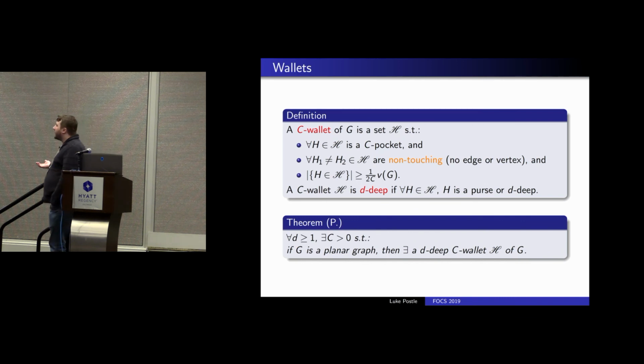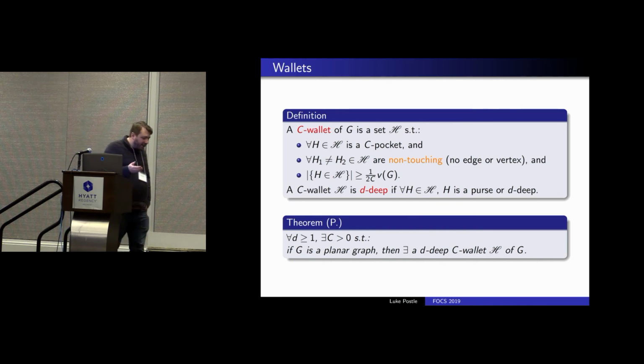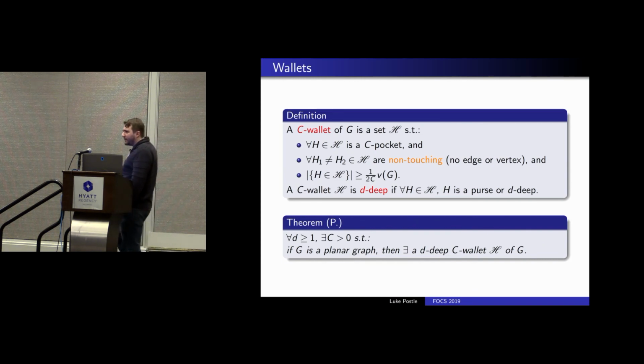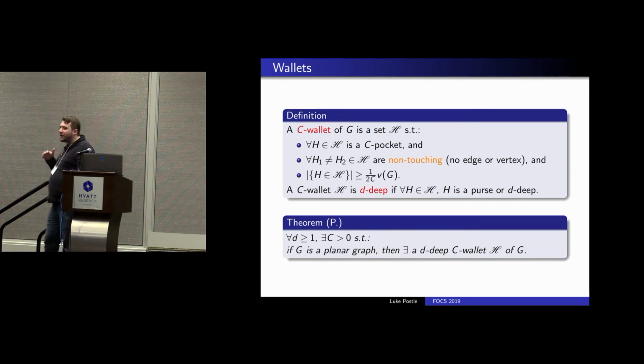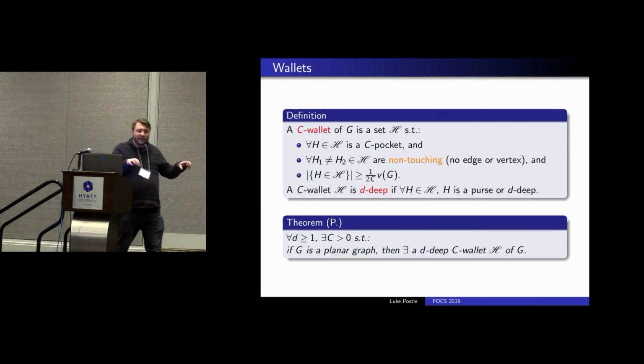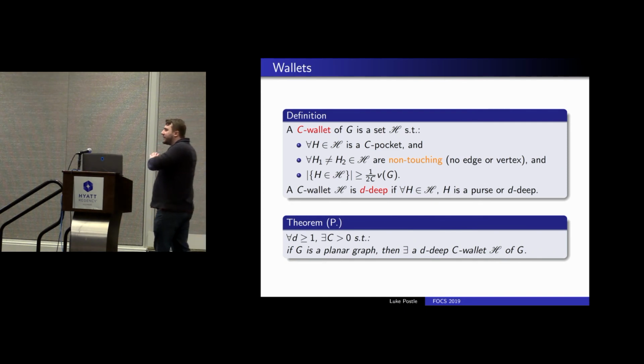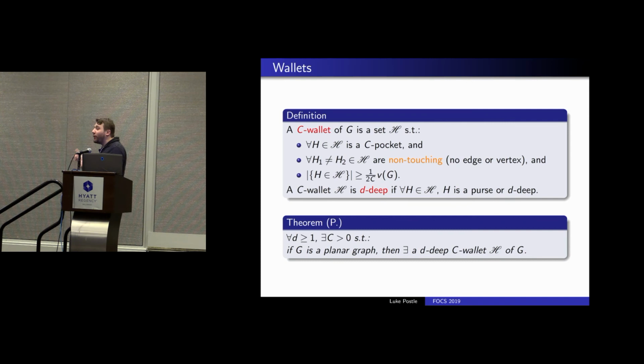Theorem. Well, tell me a D, and I will tell you a C, so that if G is a planar graph, then there exists a D deep C wallet of G. So what does this mean? Planar graphs have structure. Basically planar graphs have these small things that separate into the pockets, but I can actually make those pockets deep. So there's a small set of vertices that will break it into pockets. That's actually not true because you could just take two vertices and lots of degree 2 vertices between them, but then they'd be purses.